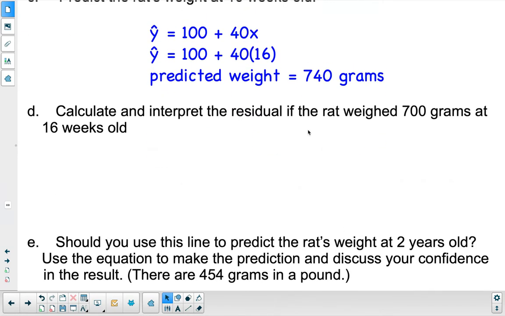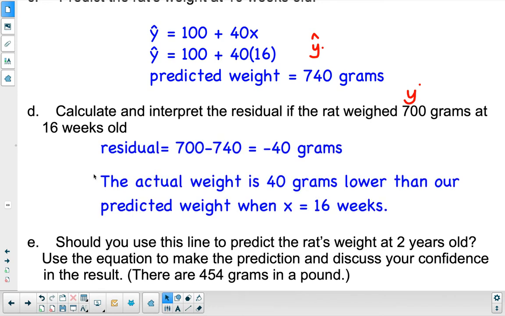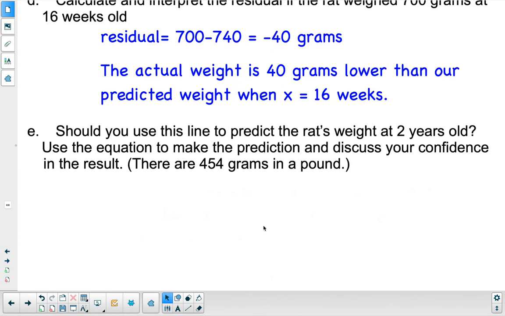Calculate and interpret the residual if the rat actually weighed 700 grams. So this would be the true y value, and this was our estimated y. So this is our actual, and this is our predicted. When we find the residual, you're going to do actual, 700, minus predicted, and we get negative 40 grams. So your residual has the same units as the y value. Our interpretation: the actual weight is 40 grams lower than our predicted weight when x is 16 weeks. So specify at which x value this residual is occurring.